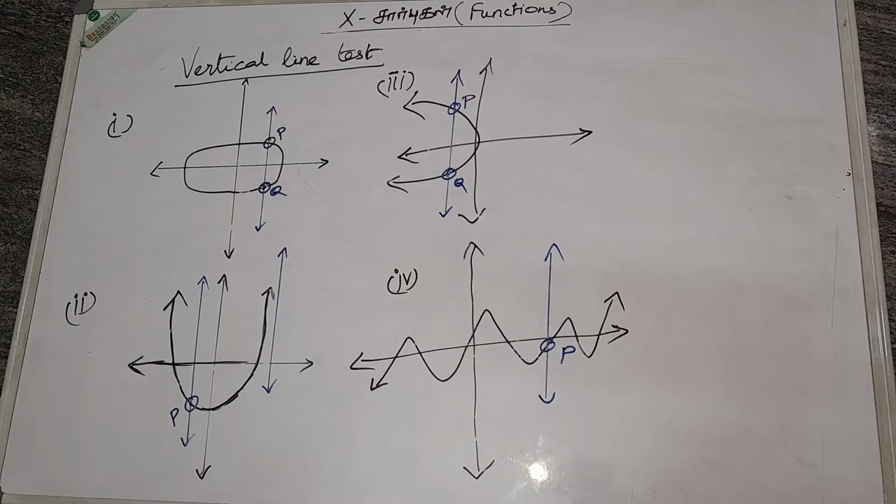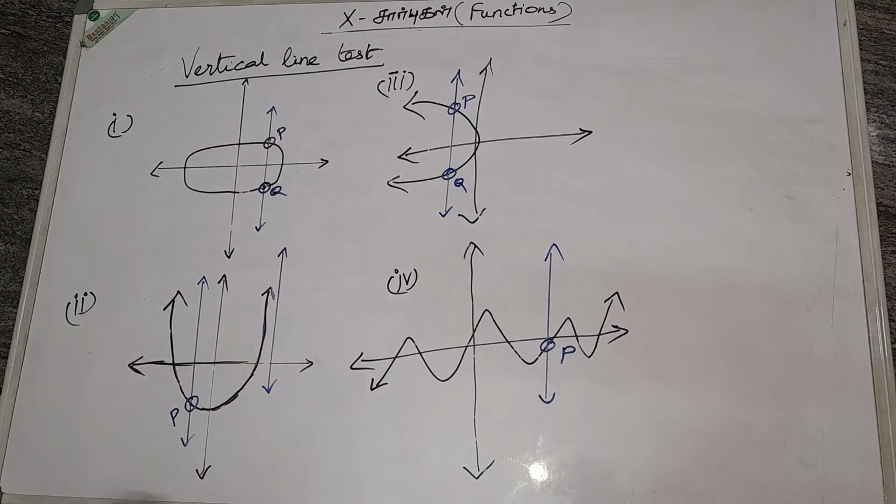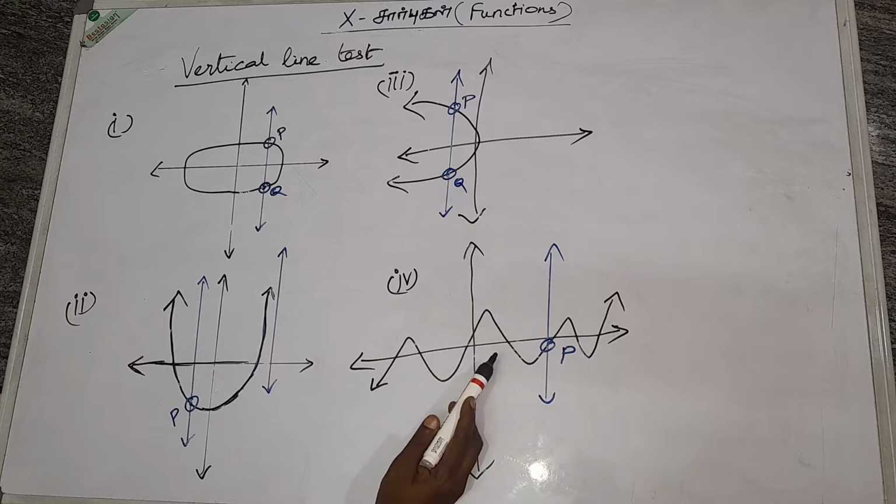In this video we are going to see the vertical line test in functions. A curve drawn in the graph represents a function or not, we are going to check using this vertical line test. So for that, here the curves are given. Of course, here a parabola is given, here a zigzag curve is given.